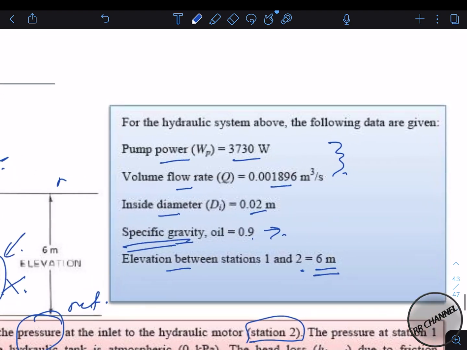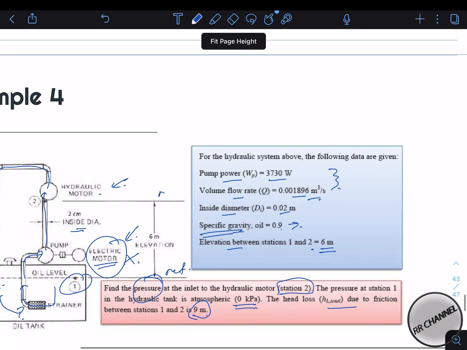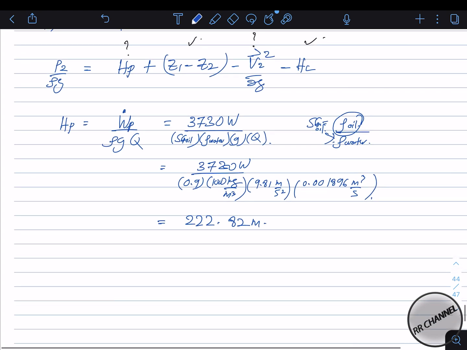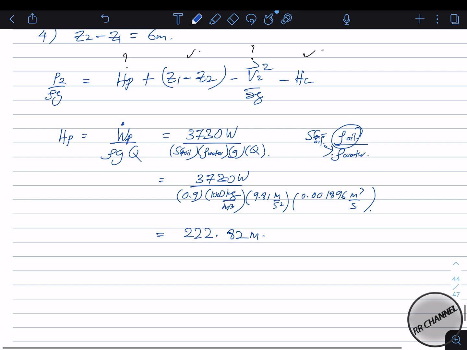Is that correct? Okay, Q is 0.001896, right? So now just punch your calculator and you get the answer in meter. 3730 divided by 0.9 divided by 1000 divided by 9.81 divided by 0.001896. This is equivalent to 222.82 meter. So this is the pump head. So it can deliver the water as high as 222.82 meter.